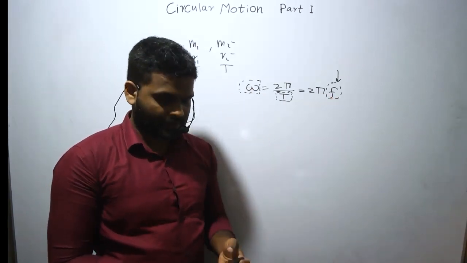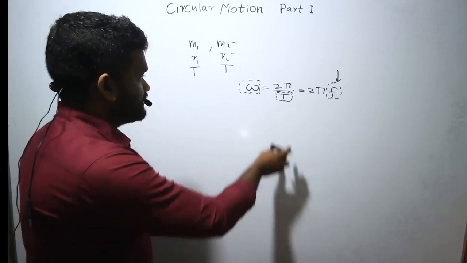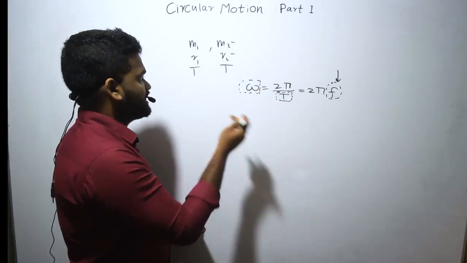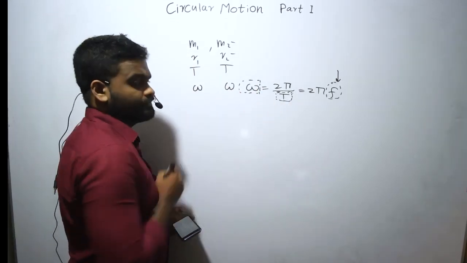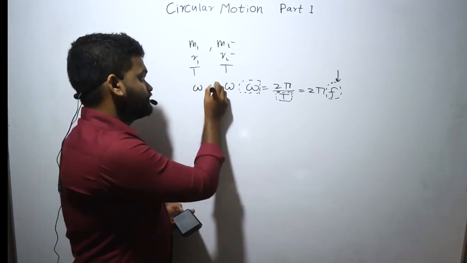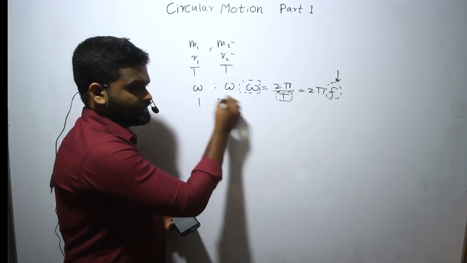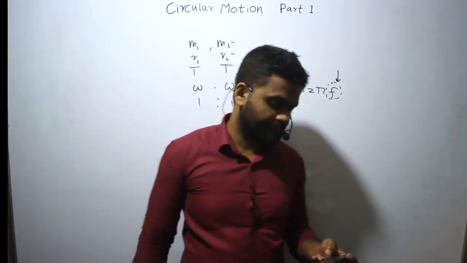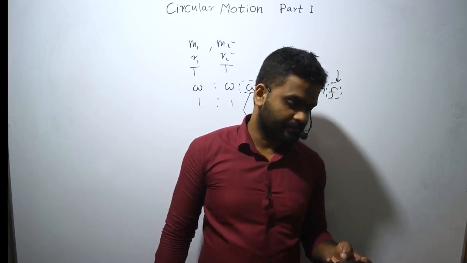Understood? Right. So they said same time period. If it has the same time period, omega also should be the same. So what should be the ratio? It should be 1:1, right? When you divide by omega. The fourth one is the answer.